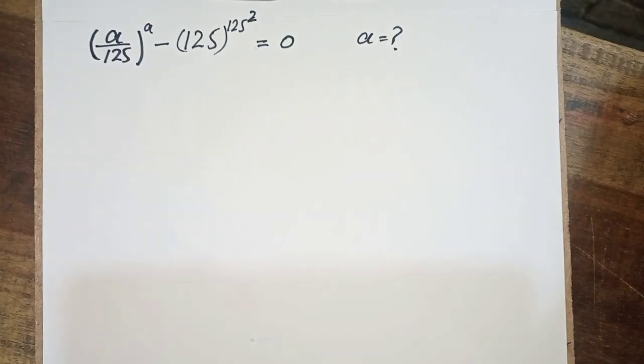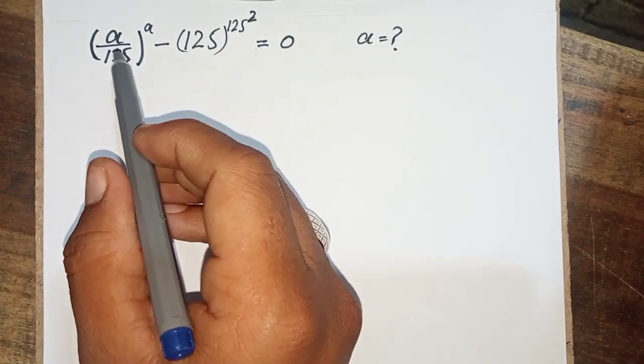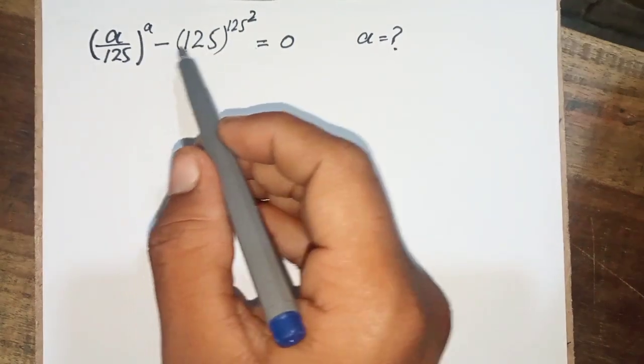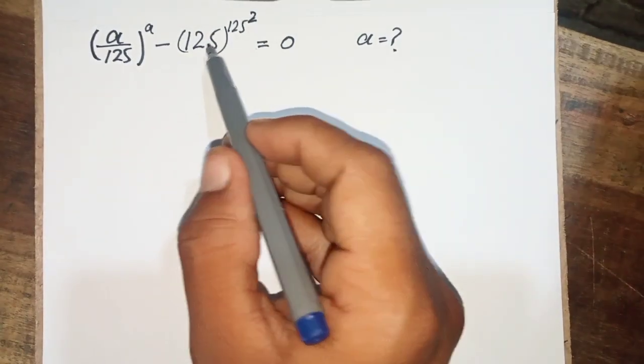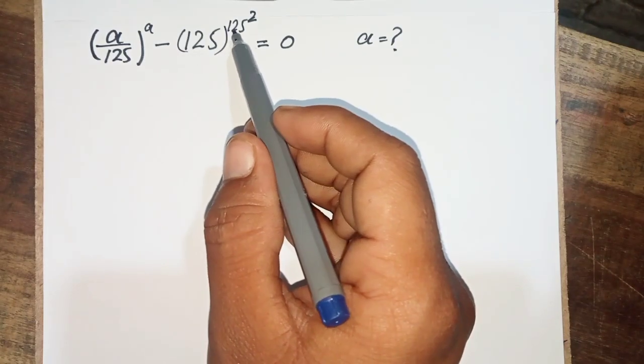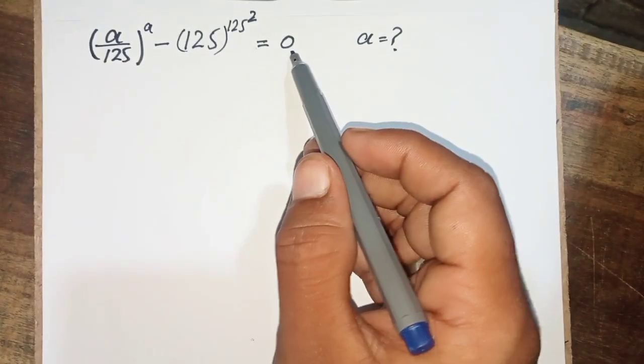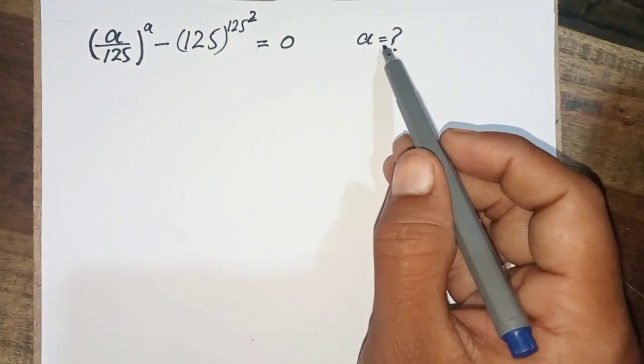Hello everyone, today our challenge is (a over 125)^a minus 125^(125^2), which is equal to 0. Find out the value of a.